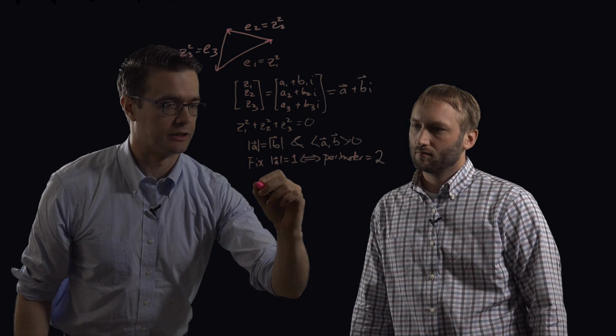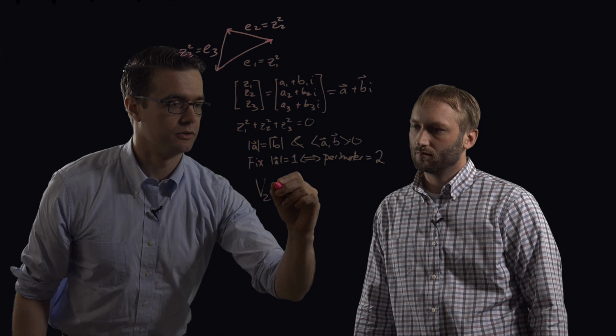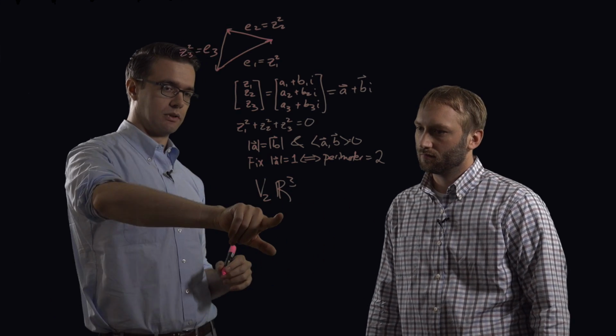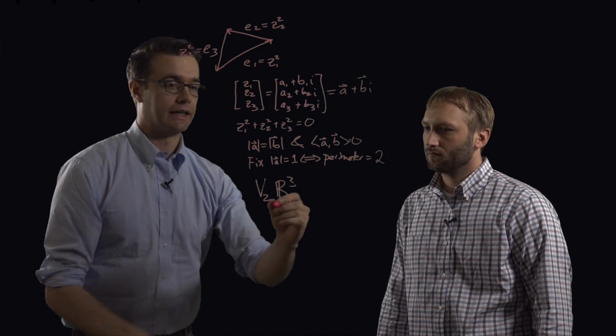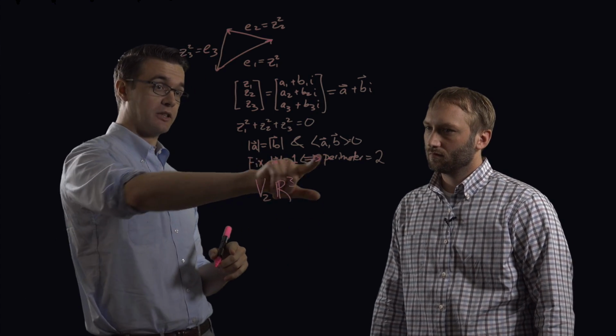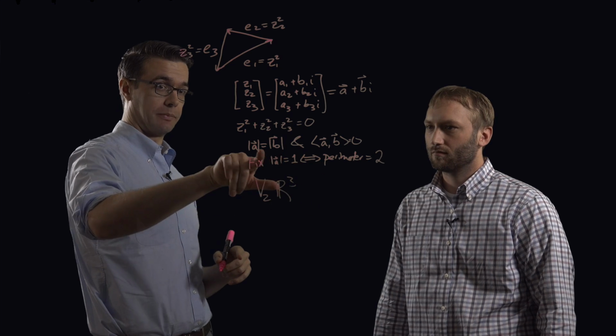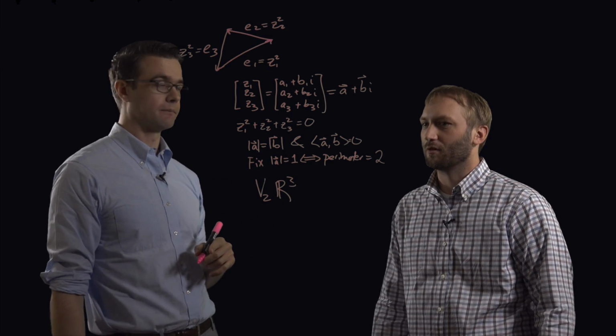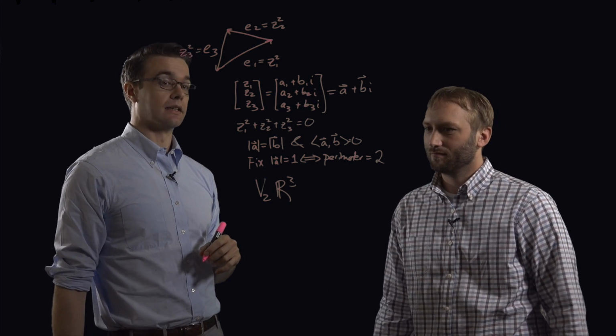a manifold that I'm going to call V2, R3. And so this is what's called a Stiefel manifold, and it consists of pairs of perpendicular unit vectors. So the pair A comma B gives you the Stiefel manifold V2, R3. So exactly this condition. Yeah, exactly.